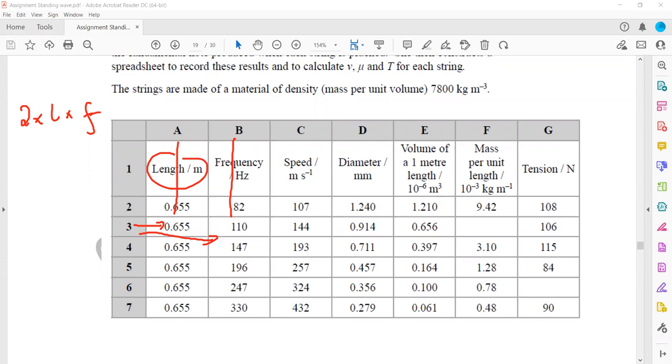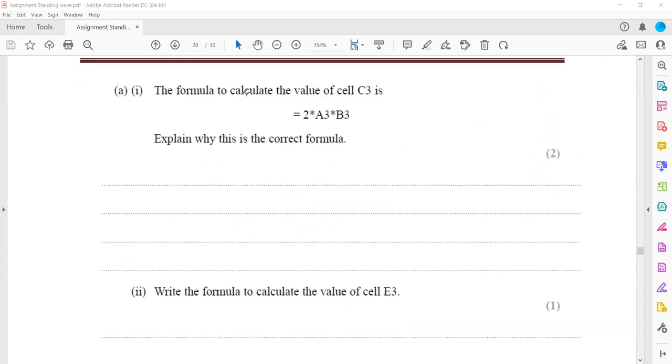We have the formula for any kind of wave. The wave equation is there, which shows V equals f lambda, or V is equal to lambda f. It's the same thing, no difference. Now, as I mentioned in the beginning of the question, the string is vibrating in one loop. So when it is vibrating in one loop, near the fixed end, it is a node, and at the center, it is an antinode.